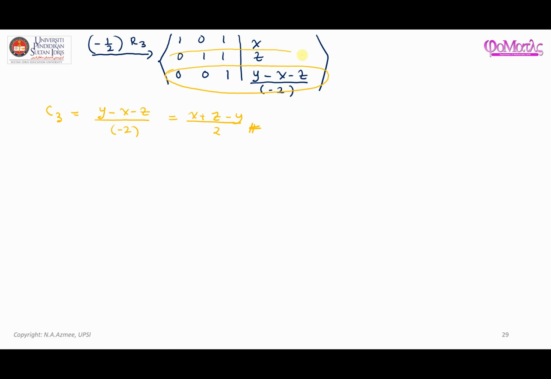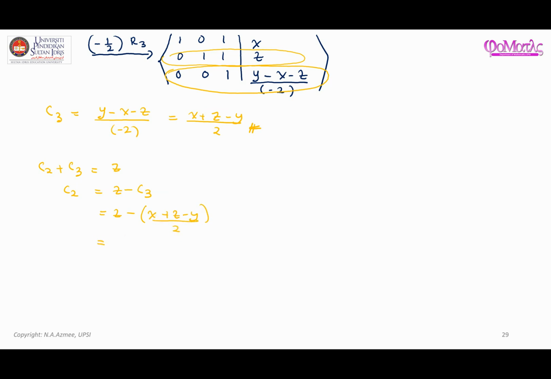Next, if you refer to this part, it says C2 plus C3 is equal to Z. Therefore, C2 is Z minus C3. And this is Z minus, so C3 is the whole thing here, X plus Z minus Y over 2.